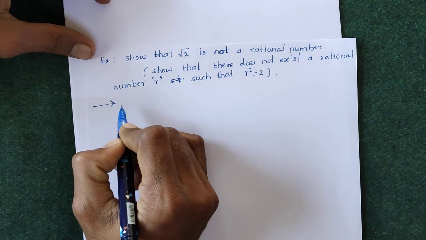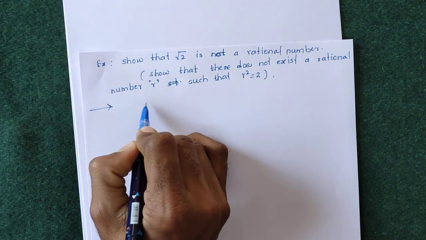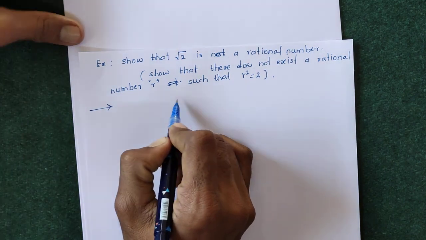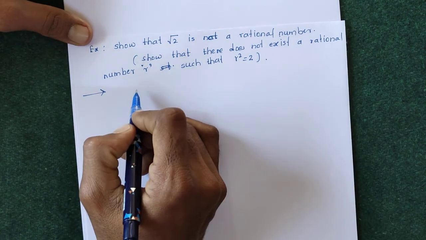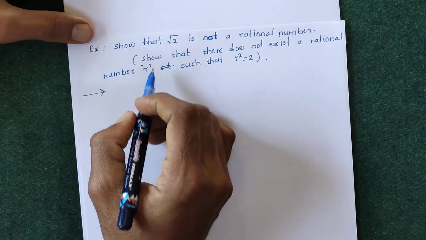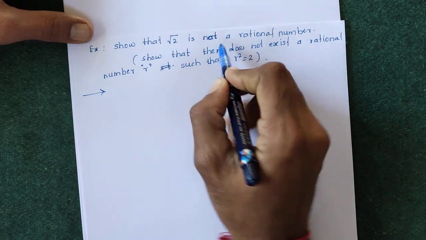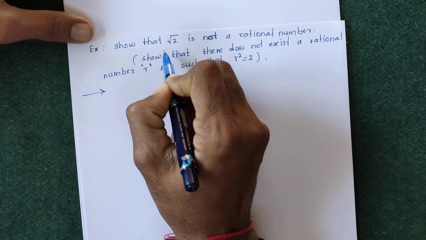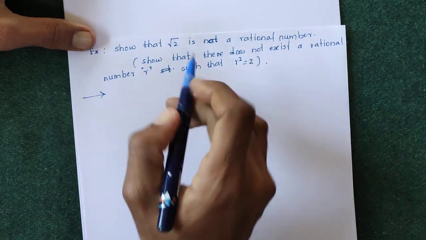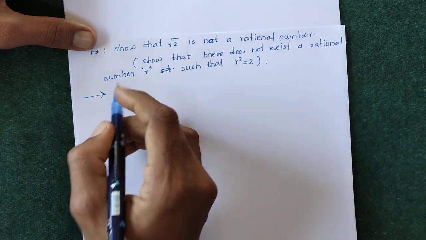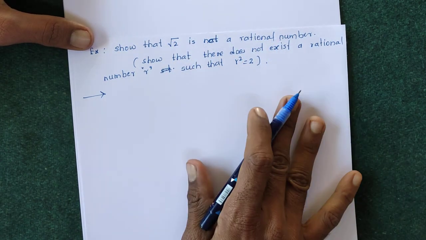In the previous lecture we have seen the definition of rational number. Rational numbers are numbers of the form p by q, where q is a non-zero number and GCD of p and q is equal to 1. So using that definition we have to prove that root 2 is not a rational number, that is, root 2 is an irrational number. On the contrary, we are going to suppose that root 2 is a rational number, and then we will get some contradiction.